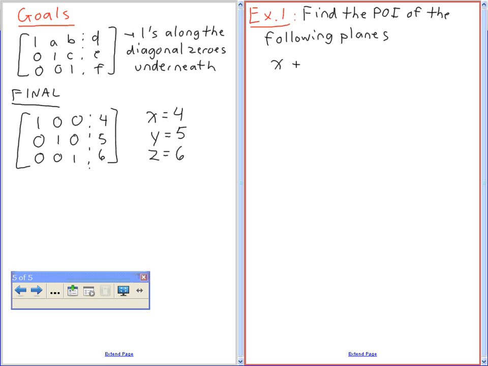x plus y plus 2z equals -2. 3x minus y plus 14z equals 6. And x plus 2y equals -5. Okay, I'm going to start with a nice one because this will work out beautifully.